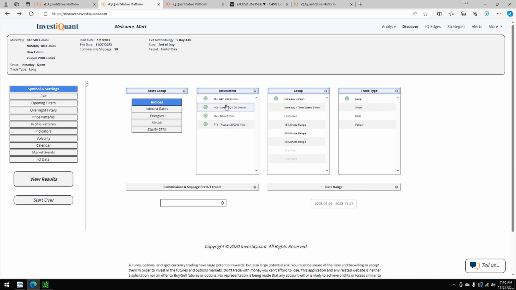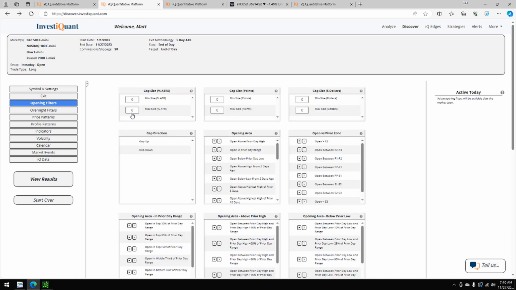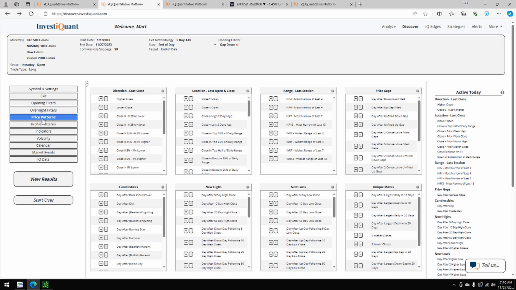I've got all four instruments selected. Our setup is based upon entering long at 9:30 a.m. Eastern Time, exiting at 4:15 p.m. Eastern Time. Now, we're trading lower in the overnight session as I record this. So from the opening filters, I'm clicking on gap down from the gap direction library here. The next thing I'm going to do is go to the price patterns library, and I'm going to say that yesterday, or the prior trading session, was a narrow range 4.